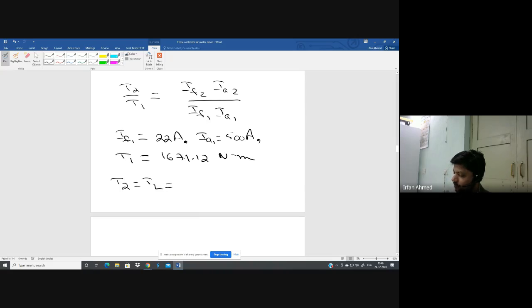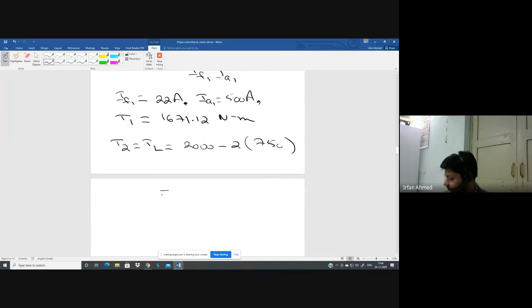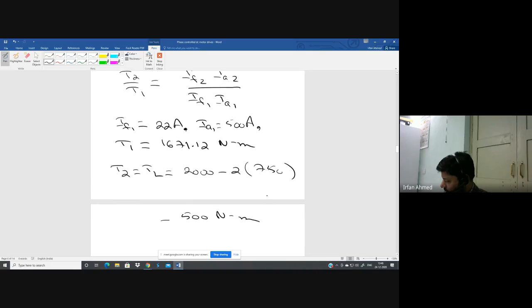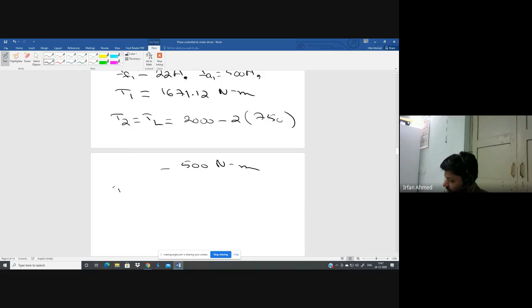T2 will be equal to the load torque, and at steady state, motor torque will be equal to the load torque, that is 2000 minus 2 into N. N is 750. So this comes out to be 500 Newton meter. Okay, we don't have IF2, we don't have IA2. So if you substitute these values, you get one more equation, that is IA2 is equal to 3291.44 divided by IF2. Is this correct, Subhajit?